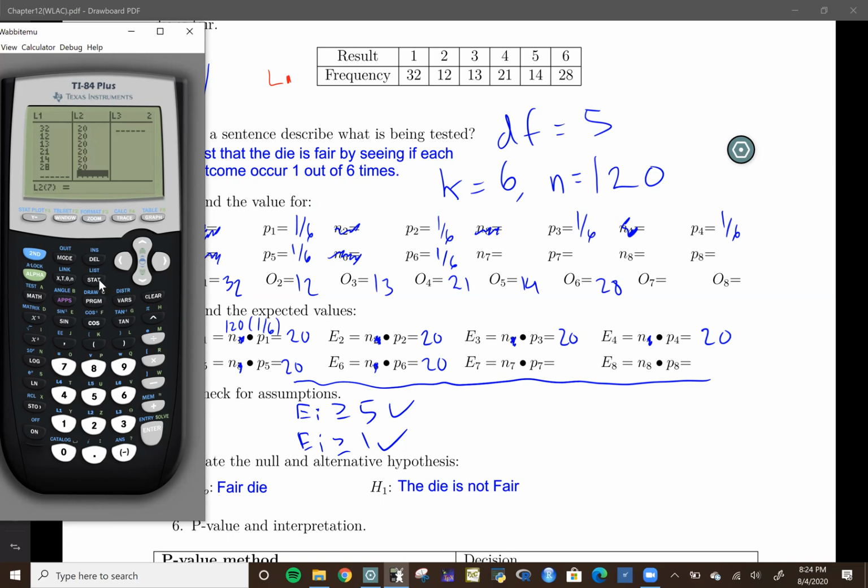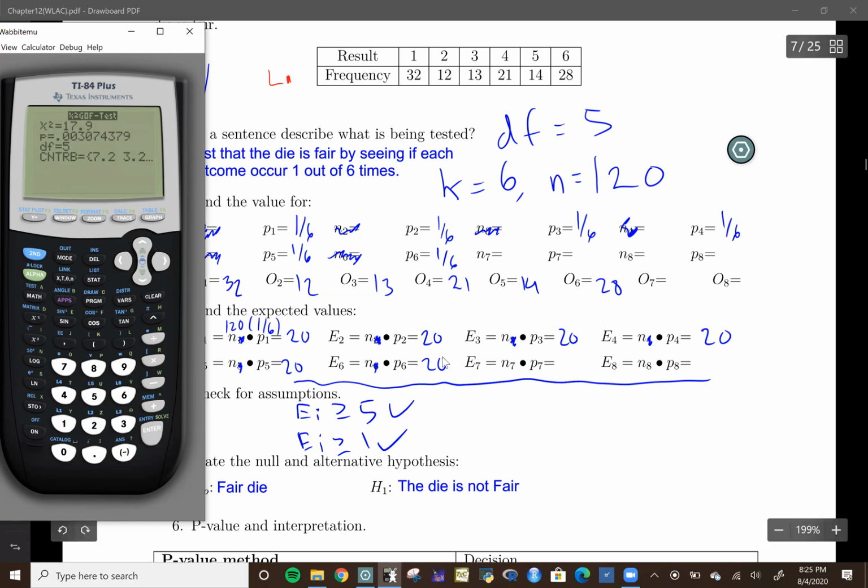So now I can go to stats, then test. I'm going to push the up button because the goodness of fit test is all the way at the bottom. So we'll do the chi-square GOF test. L1 is my observed value, L2 is my expected. My degrees of freedom is still 5 because the number of categories is 6, and 6 minus 1 gives me 5. So then we go to calculate. All right, so if you look at my chi-square value, we get 12.9.